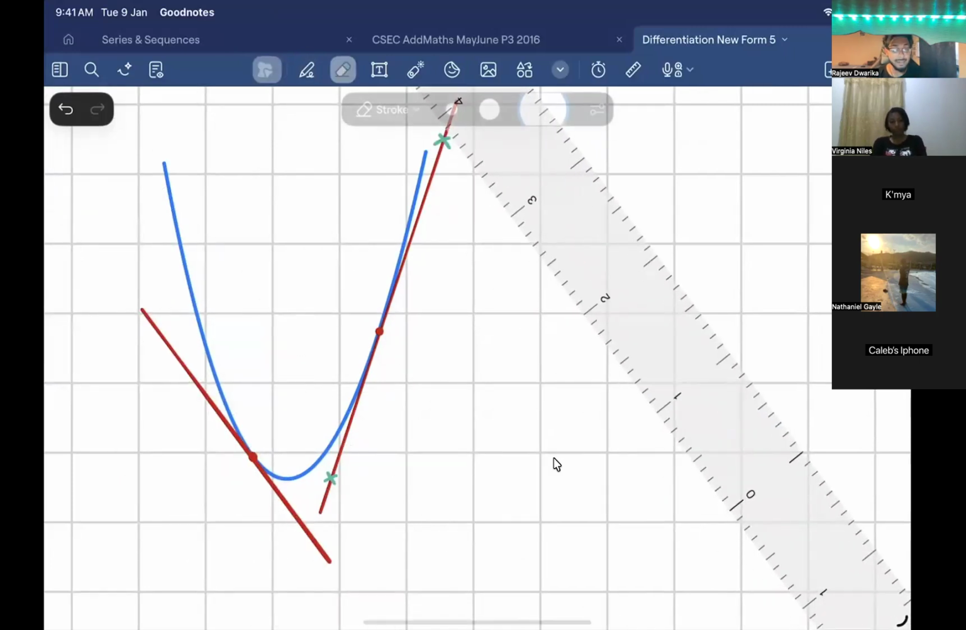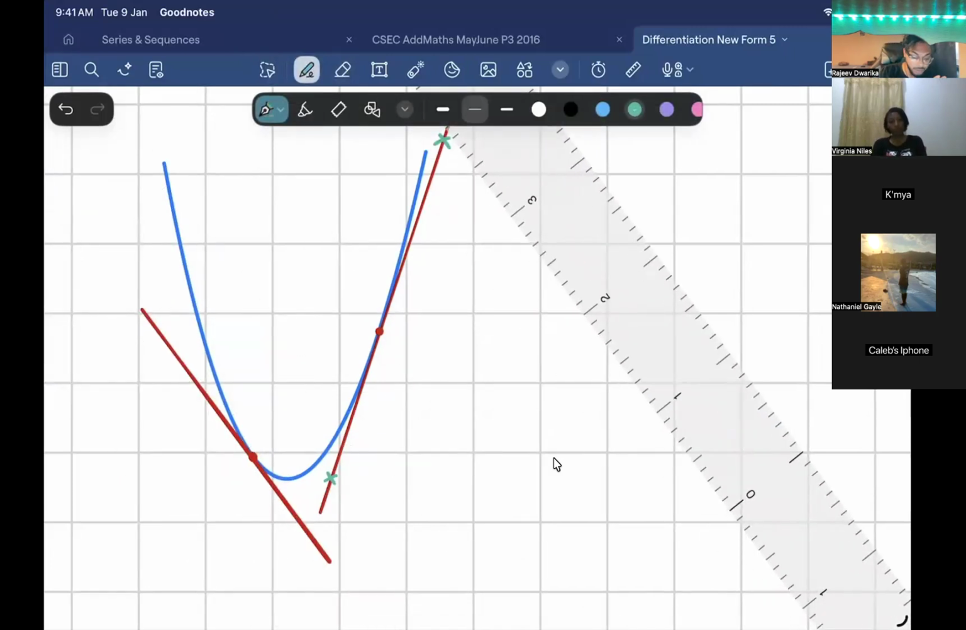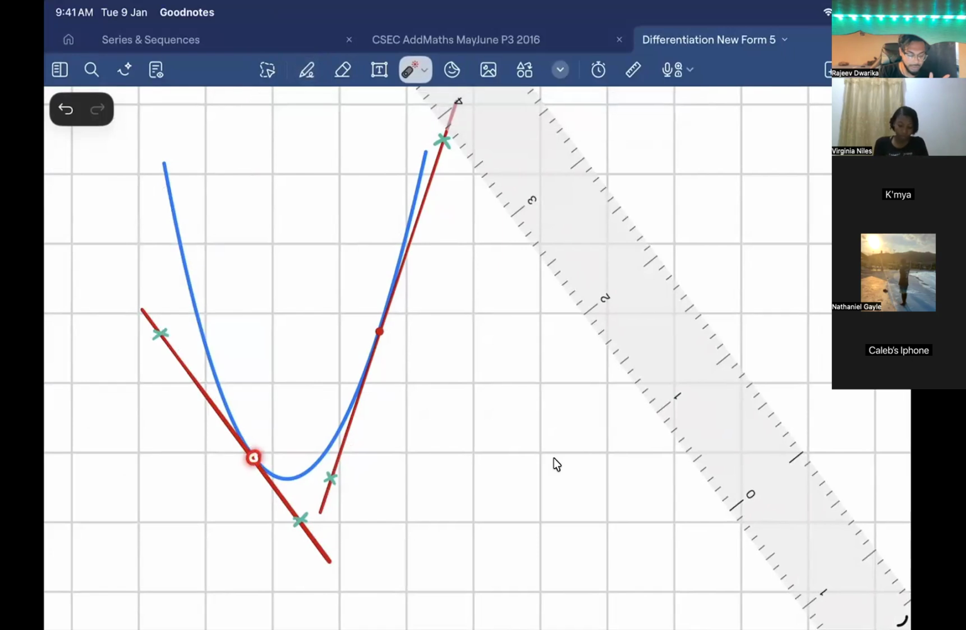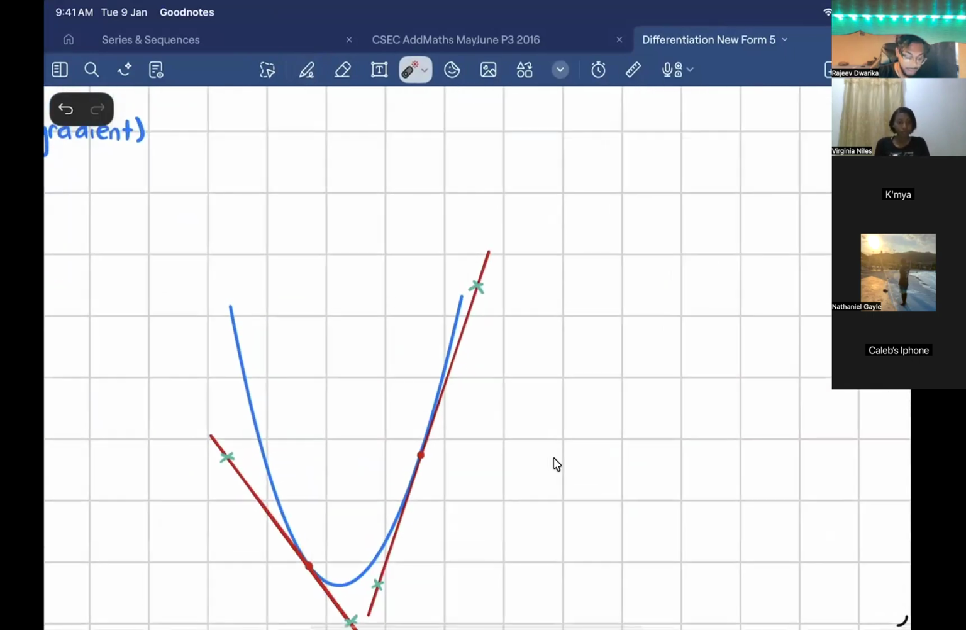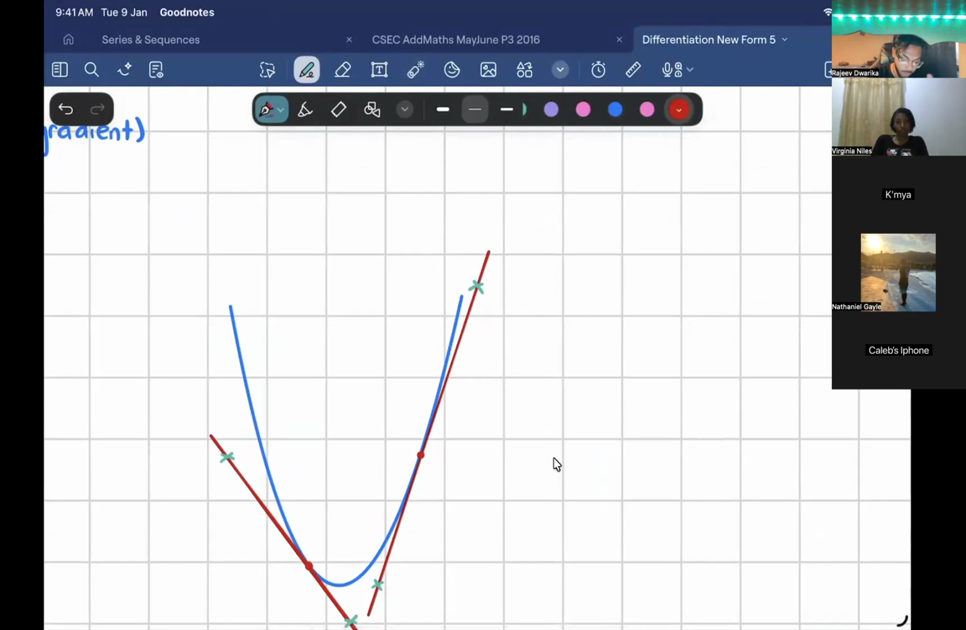So what you would do next, Kamaya, is go on the graph and read off any 2 points on this line, and you would find a gradient, and that would tell you the gradient of that point. You understand? And this is what we do in regular maths. Now we have big boy clothes now, like we're growing up. We don't have to do that anymore. This is regular maths.